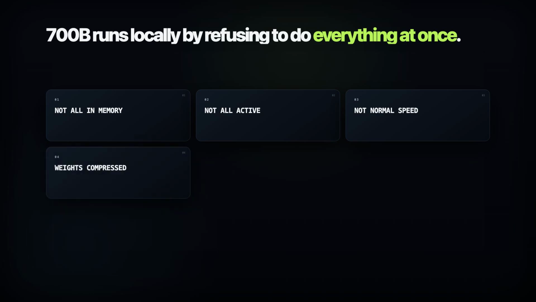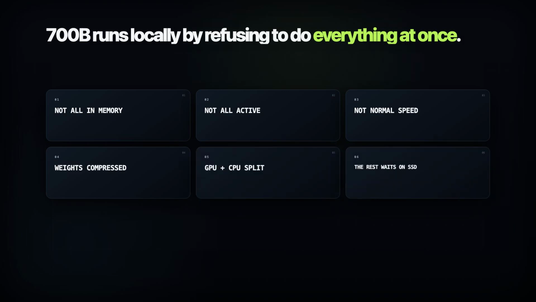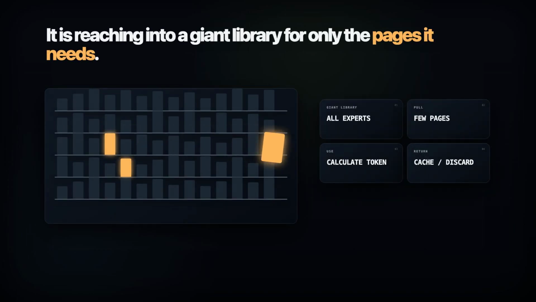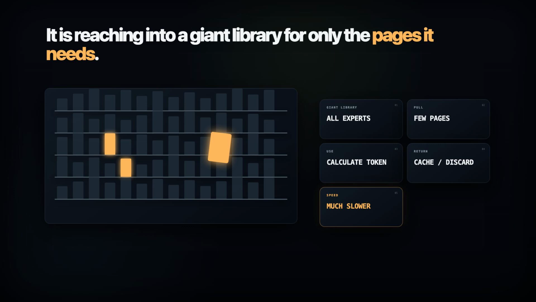The weights are compressed, most experts remain inactive. The workload is divided between the GPU and CPU, and whatever cannot fit in memory waits on the SSD. The laptop is not carrying the entire model in its hands. It is repeatedly reaching into a giant library, pulling out the few pages it needs, using them, and putting them back. That is slower than keeping the entire library on the desk. Much slower, but the fact that it can be done at all is remarkable.